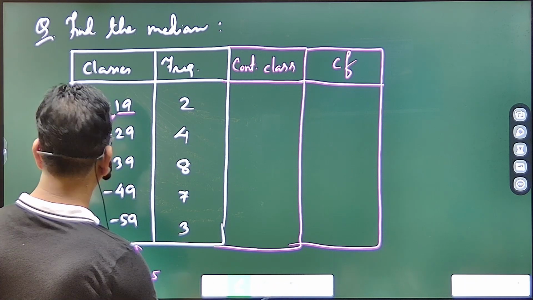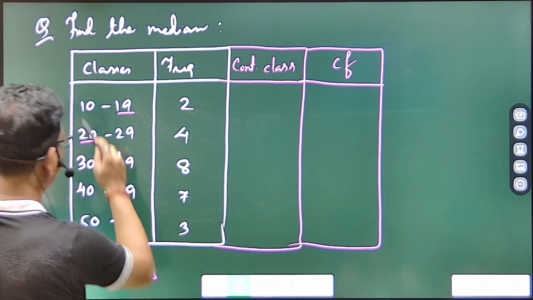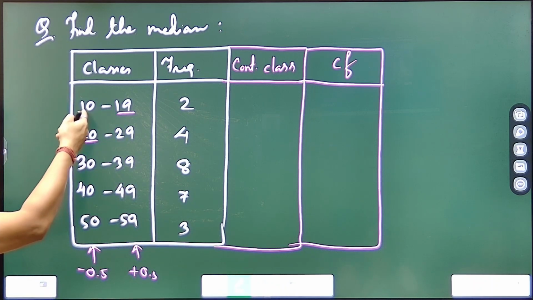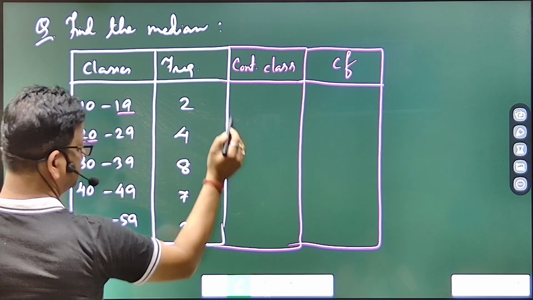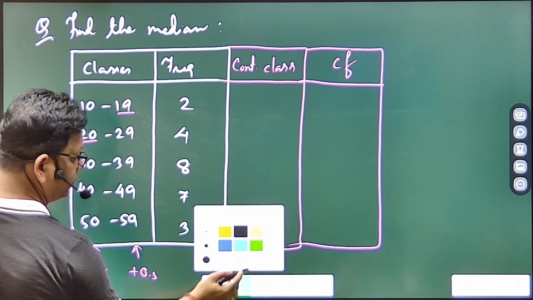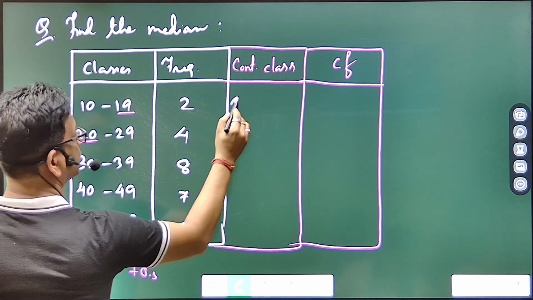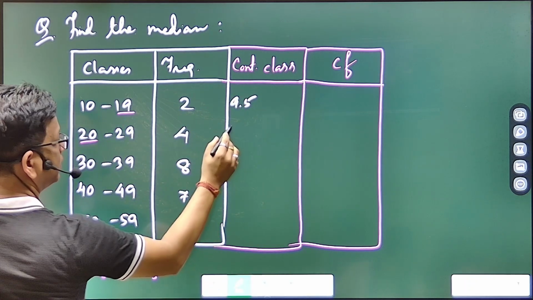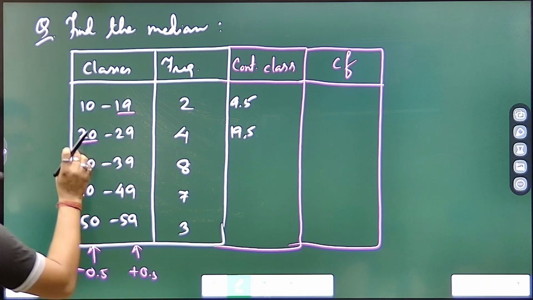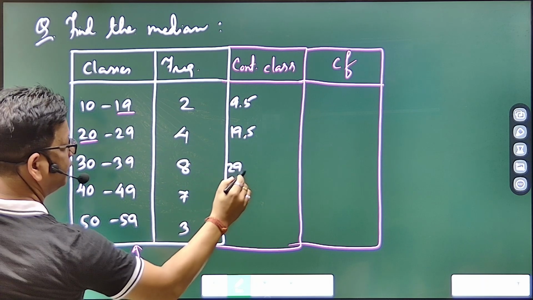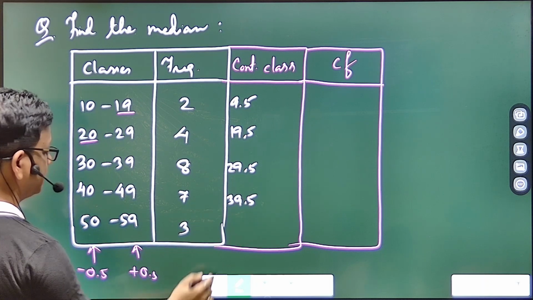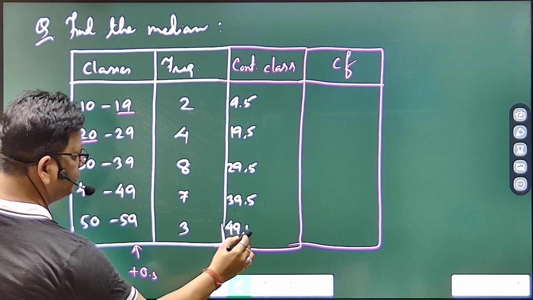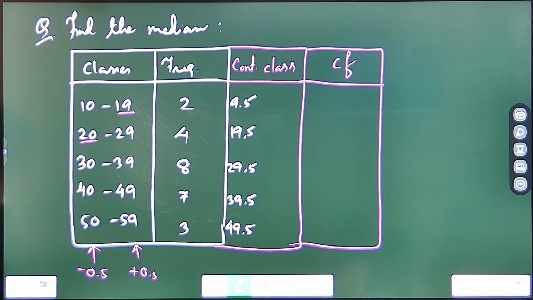So 0.5 is to be subtracted from the lower limit. Each number in the lower limit, reduce 0.5 from it. So 10 will become 9.5. They all will become less: 9.5, then 19.5, then 29.5, then 39.5, and the last one, 49.5. So they are reduced by 0.5.